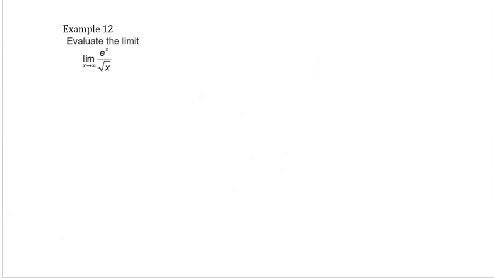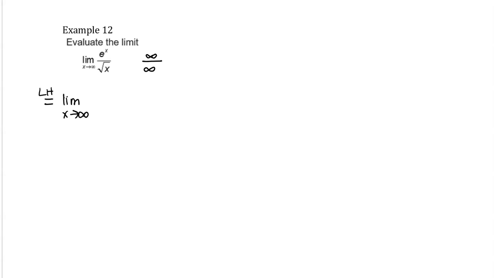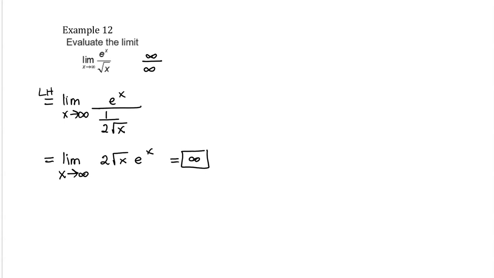And then finally, example 12, if we start off with direct substitution, we yield the indeterminate form of infinity over infinity. And so we're going to rewrite this limit using L'Hopital's rule by taking the derivative of the numerator, which will be e to the x, and the derivative of the denominator, which is 1 divided by 2 root x. Before I apply the limit, I'm going to take a little bit of time to rewrite this expression so that we have 2 root x multiplied by e to the x. Since we're dividing by a fraction, we can multiply by the reciprocal. And now if we apply direct substitution, we simply arrive at infinity for our answer.